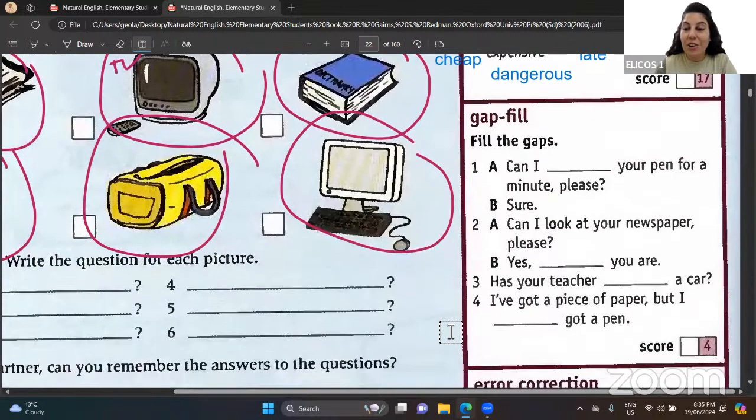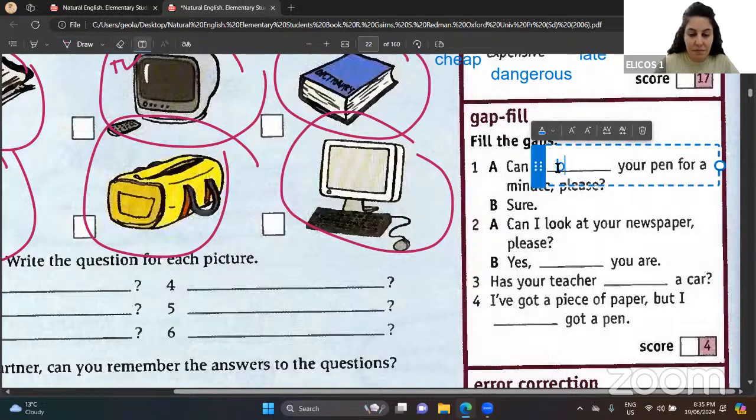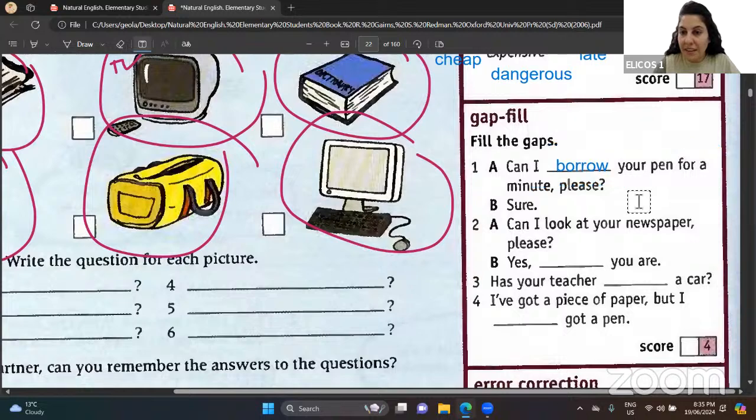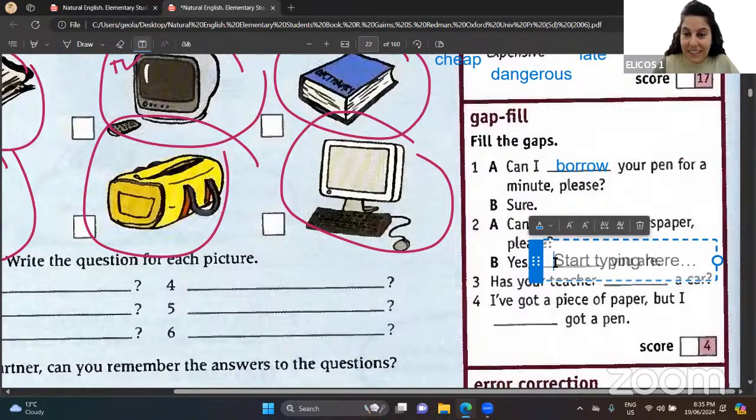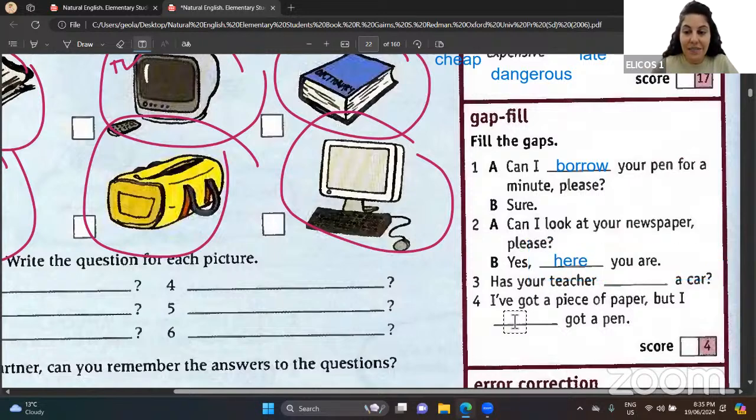And remember, we know how to ask now for something. So can I borrow your pen for a minute, please? Sure. Can I look at your newspaper, please? Yes. So when we give someone the object, yes, here you are.